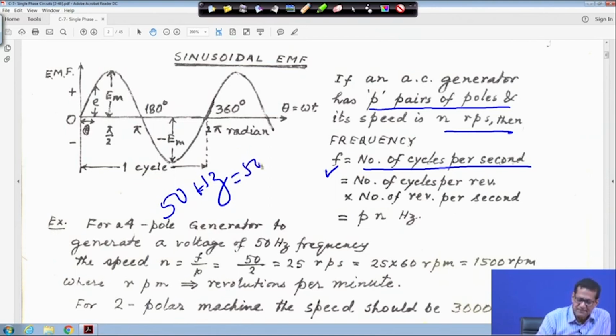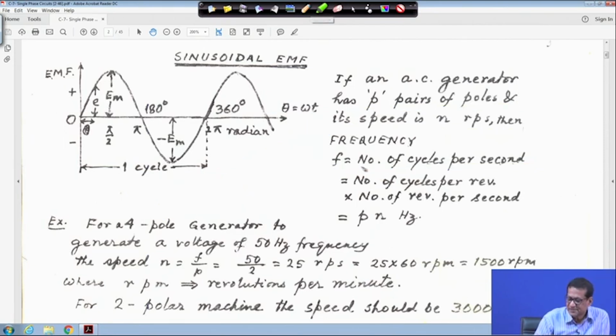50 hertz means it is 50 cycles per second. This is the frequency, right. So, 50 cycles per second. 50 hertz frequency means it is 50 cycles per second, right. Here you show it is 1 cycle. So, if you have a sinusoidal waveform, it will complete 50 such cycles in 1 second, right. Then you can find out 1 cycle will be completed in 1 upon 50 second, that is 0.02 second, right.